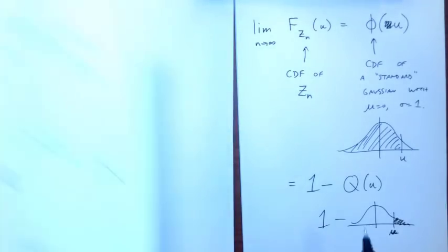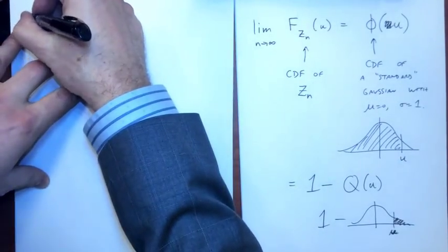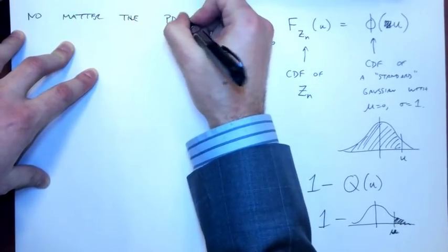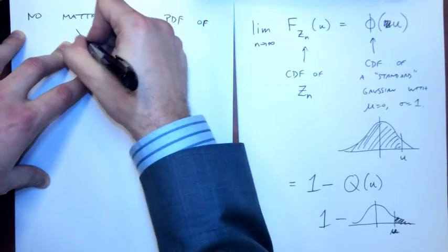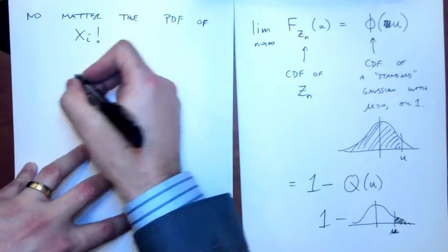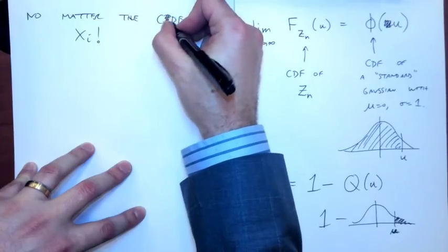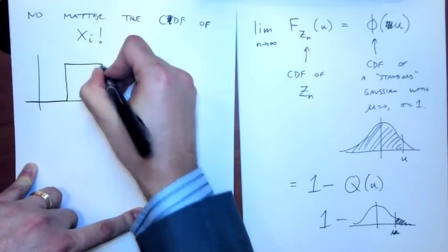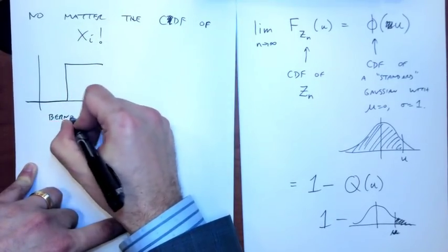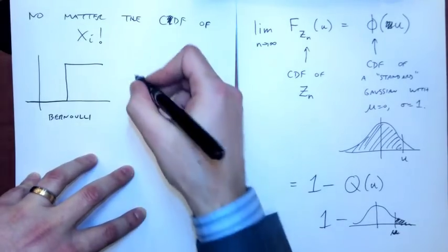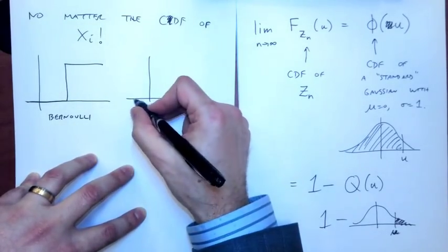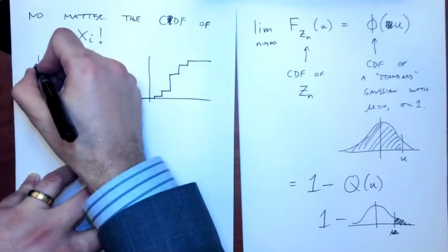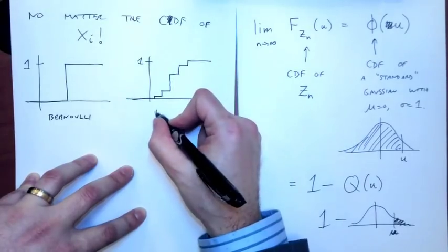Again, this is emphasizing that no matter the PDF of xi, for example, well, maybe PDF is the same as CDF. Suppose I had a coin flip, a Bernoulli random variable. This would be the CDF of a Bernoulli random variable. If I had a binomial random variable, it would look something like this. So this would be the binomial CDF.